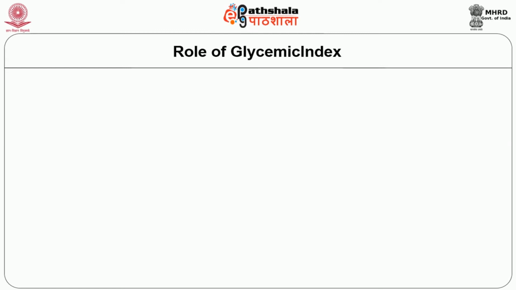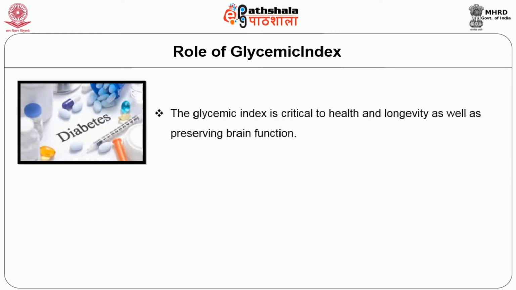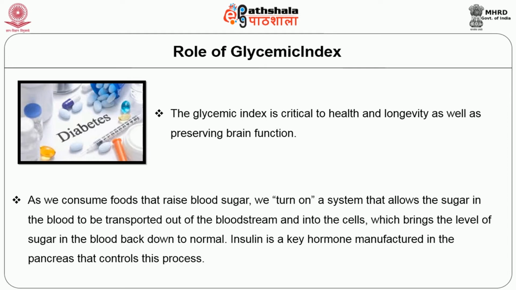And when we look into the role of glycemic index, especially in diabetes mellitus and also in the management of the condition, glycemic index is critical to health and longevity as well as preserving brain function. As we consume foods that raise blood sugar, we rely on a system that allows the sugar in the blood to be transported out of the bloodstream and into the cells, which brings the level of sugar in the blood back down to normal.